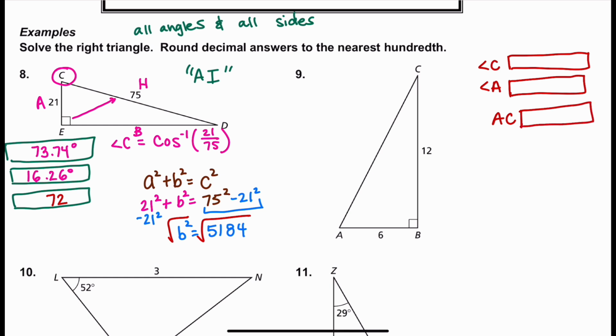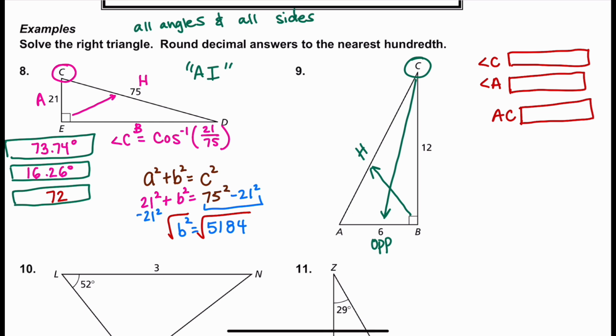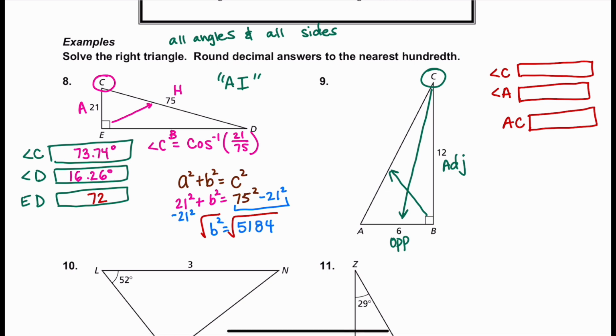So always when you have a trig problem, you label the sides opposite, adjacent, and hypotenuse. So I have my C angle. Across from the 90-degree angle is your hypotenuse. Across from your angle, your reference angle, is your opposite side. And the adjacent side is the last side. Now, there are no numbers on the hypotenuse. I'm not going to use that. I'm going to use opposite and adjacent.